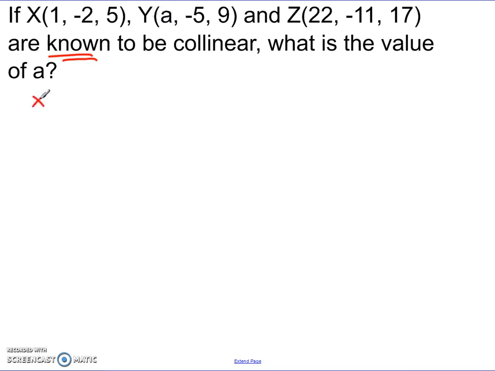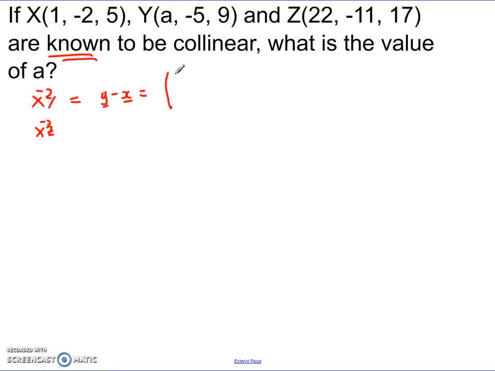So if I take the vectors X to Y and I take the vector X to Z, what I'll find is they should be scalar multiples of each other and it will let me figure out what the value of A is. So if I look at the vector X to Y, that's the position vector of Y, take away the position vector of X.